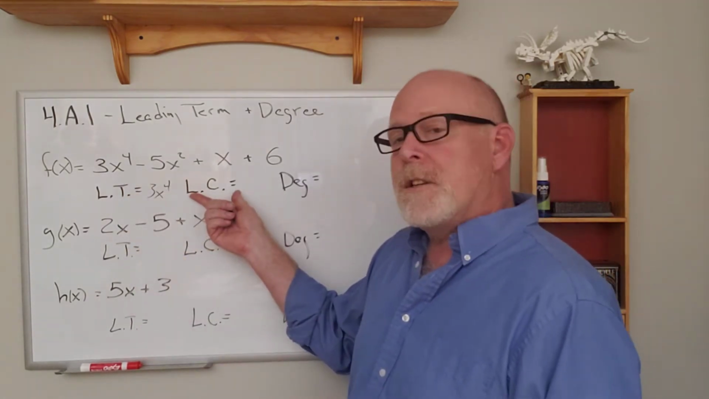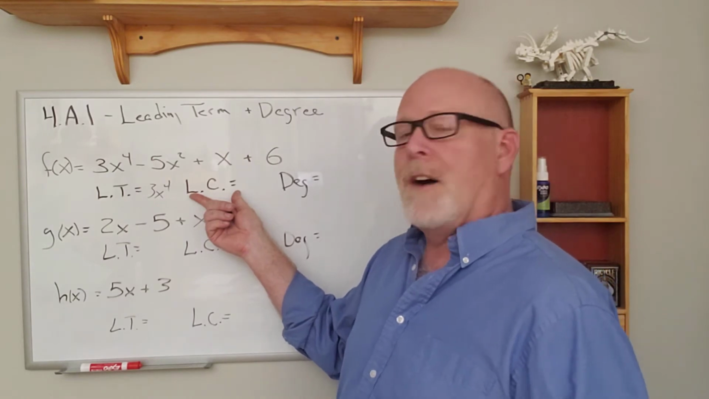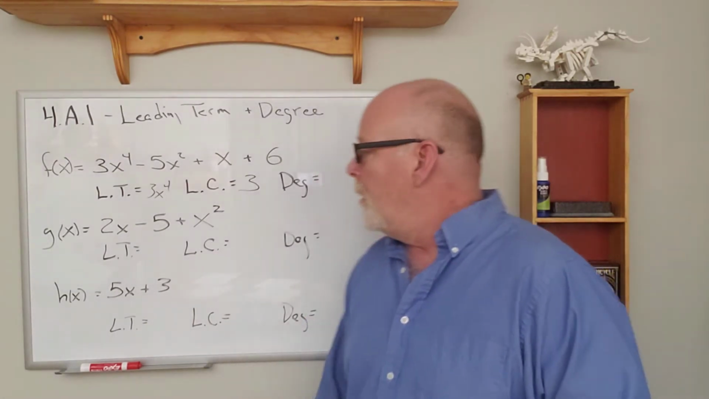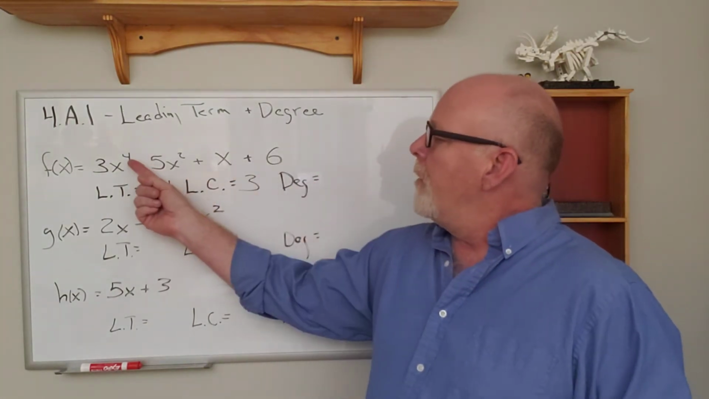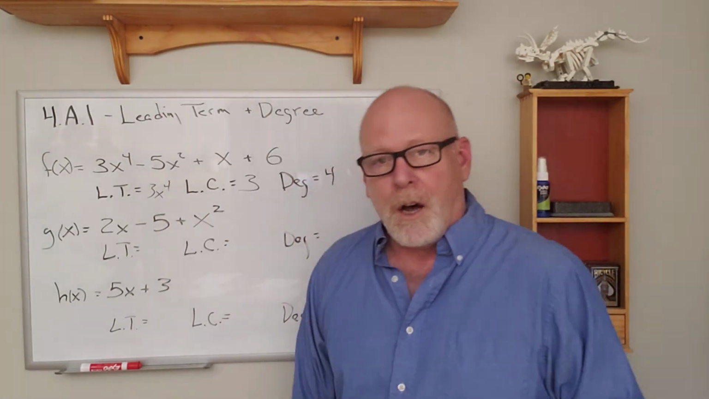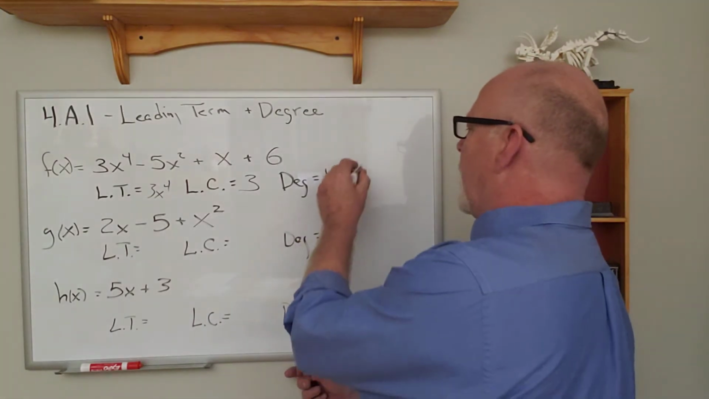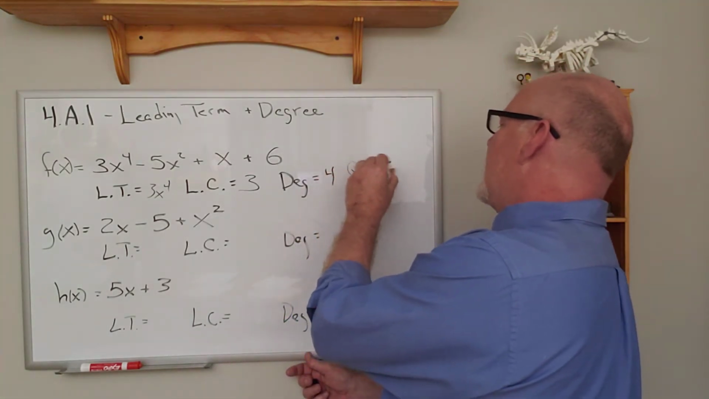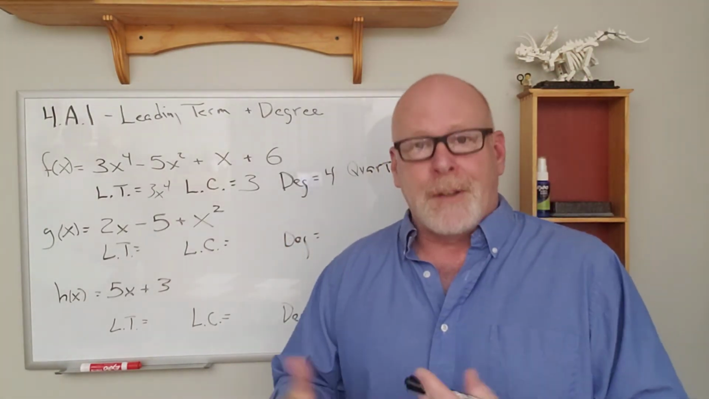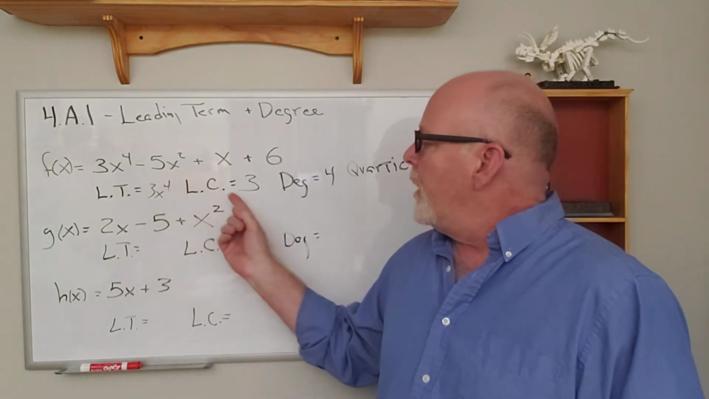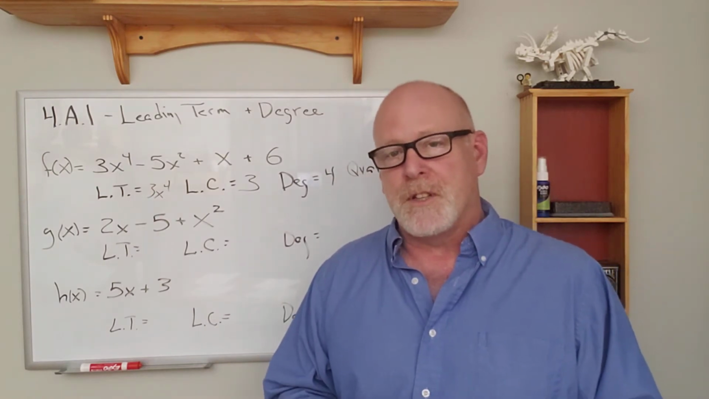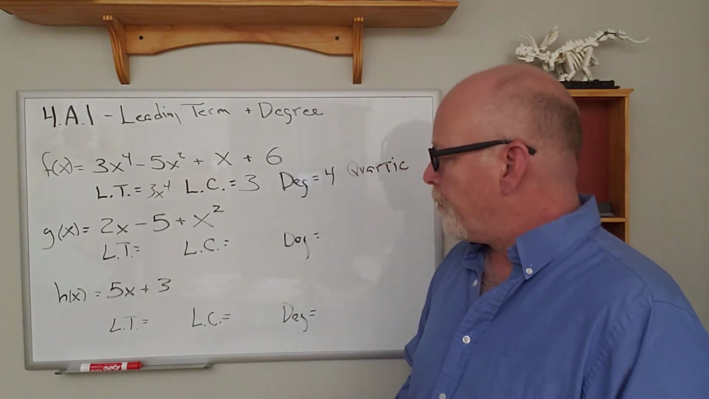The leading coefficient is just the coefficient of the leading term. So the number out in front, our leading coefficient is 3. The degree of the polynomial, that's the exponent on the leading term. So 4. And we would call this a quartic because it's a 4th degree. Q-U-A-R-T-I-C. This is a quartic function. Now we'll see in future lectures or videos that the leading coefficient and the degree are going to tell us something very important about the behavior of this function. That's why we care about these specific parts.